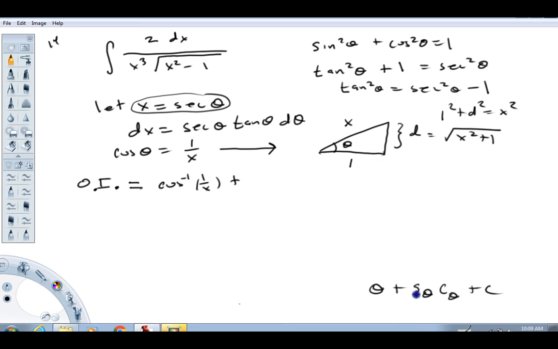plus sine theta cosine theta. So as I look over here now, here's theta. Sine theta is opposite over hypotenuse, so that's going to be the square root of x squared plus 1 over x, times cosine theta. Cosine is adjacent over hypotenuse, so that's going to be times 1 over x. And I put plus a constant, and I'm going to call that constant C2 here.